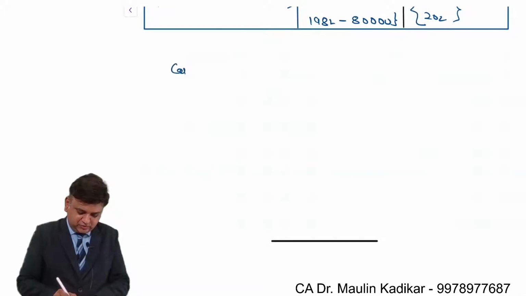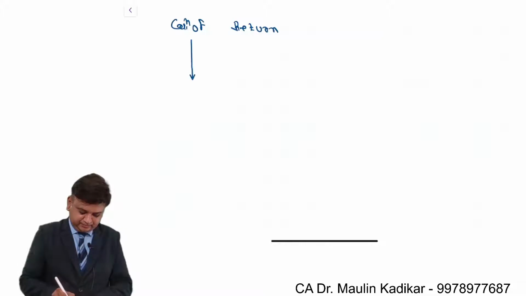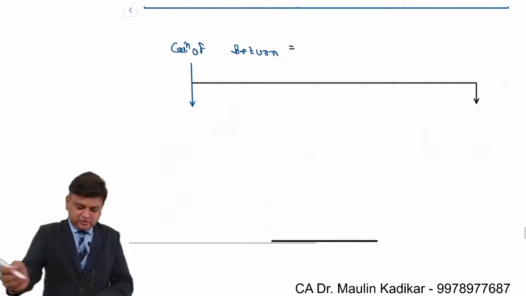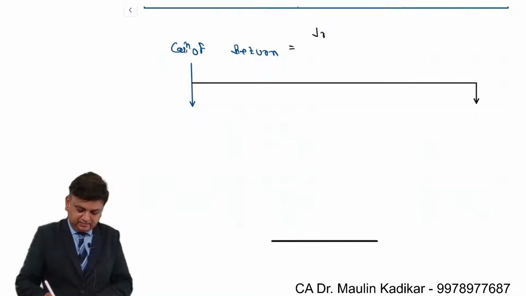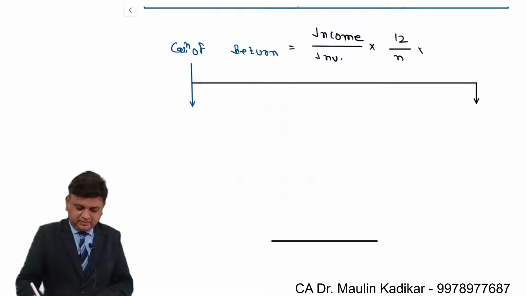So calculation of return can be calculated by two methods. In examination you can follow either of the methods for doing the answer. In both the methods the formula is going to remain the same: income upon investment into 12 divided by n, multiplying with 100.